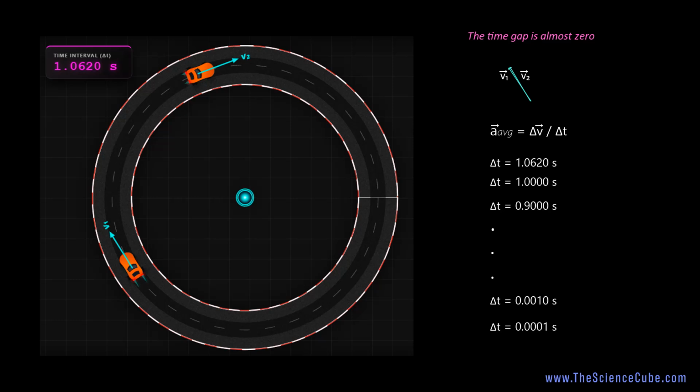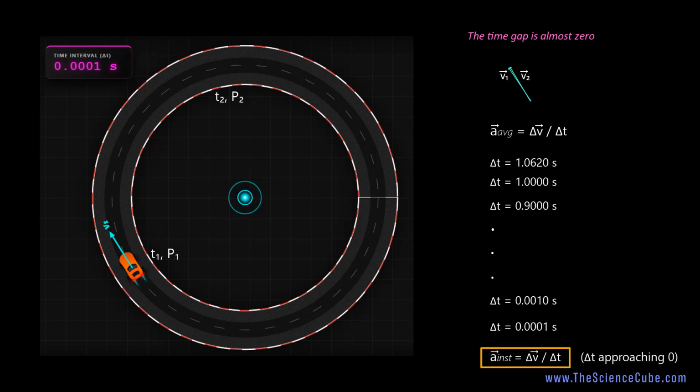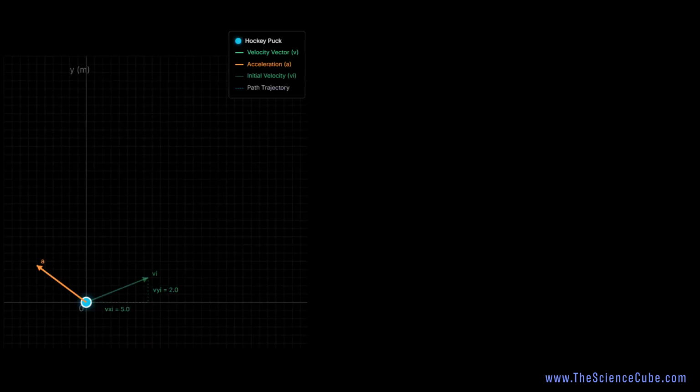And you see, as delta t gets tiny, the second point P2 creeps closer and closer to P1. That is, as delta t approaches 0, the average acceleration approaches a definite value, and that limiting value is the instantaneous acceleration at P1. And just like with average acceleration, the x and y components of instantaneous acceleration are completely independent of each other. So let us put this to work to crystallize the concept by solving this problem.